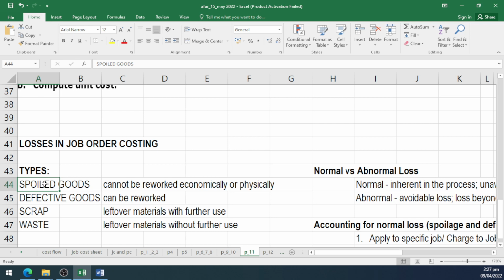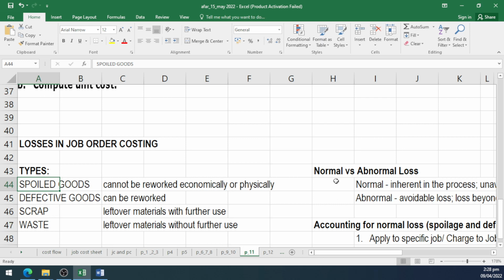The difference between scrap and waste ay, yung scrap, leftover materials with further use. Either, it may be put back into the process or it may be sold for a nominal amount, of course. Mayroong tayong separate problem dyan sa problem 12 kung paano accounting ng scrap. Then for waste, leftover materials without further use. And since that is a waste and no further use, it will have to be disposed. And there's a cost of disposal, of course. That's our loss there, yung cost ng disposal.